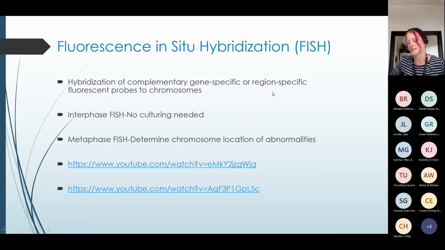So how do we detect all these abnormalities besides just looking at karyotypes? We can use FISH.